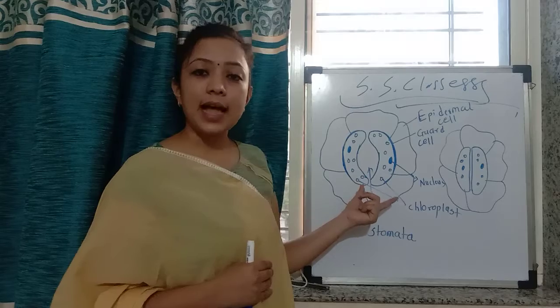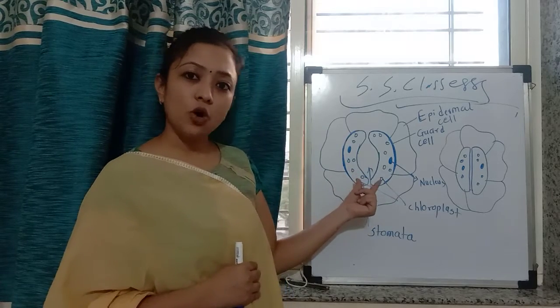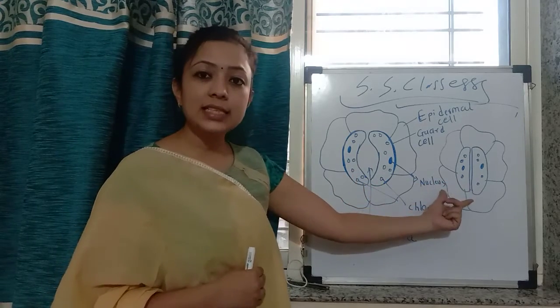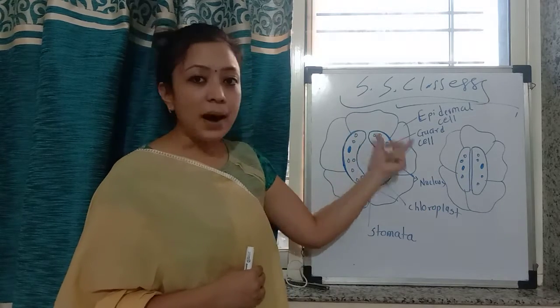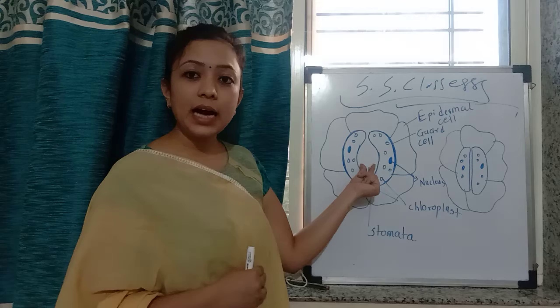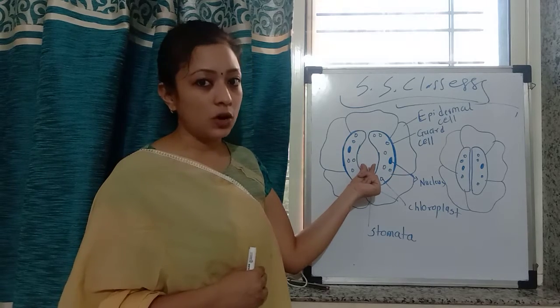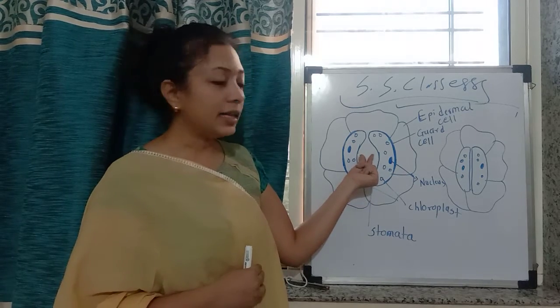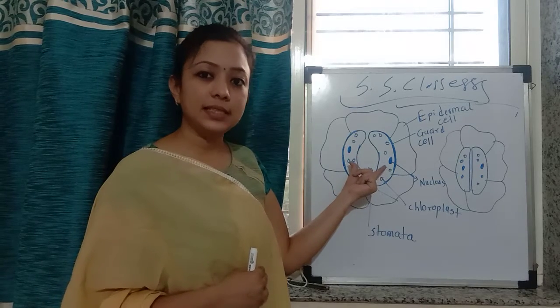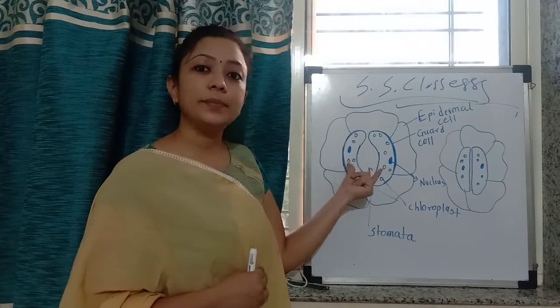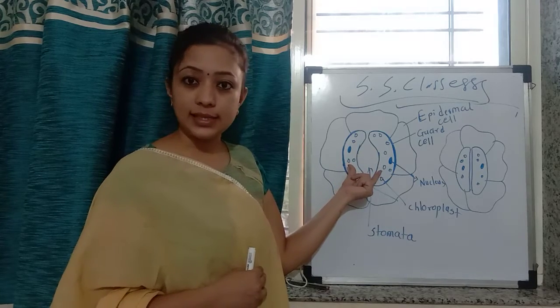Now here is the diagram of stomata. Here is the open stomatal pore and here is the diagram of the closed stomatal pore. Now the parts of stomata. The stomata is a tiny opening present on the dorsal surface of the leaf, and this open pore is surrounded by kidney shaped cells, and these two kidney shaped cells are called guard cells.